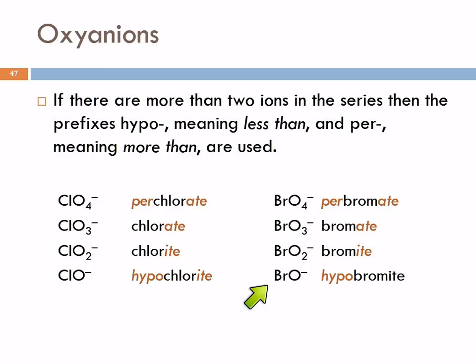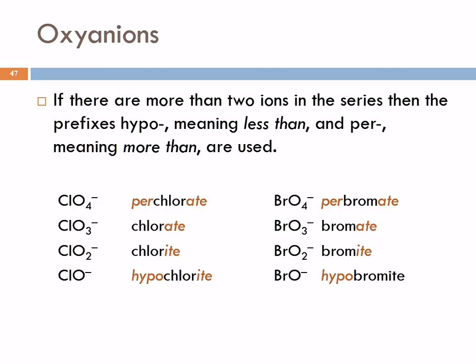Chlorine and bromine are element sisters. They're in the same family on the periodic table. They behave in very similar ways. So chlorine forms an ion with 3 oxygens and a negative charge. Bromine does the same thing. This is chlorate, this is bromate. Bromine also forms these other ions just like chlorine does.